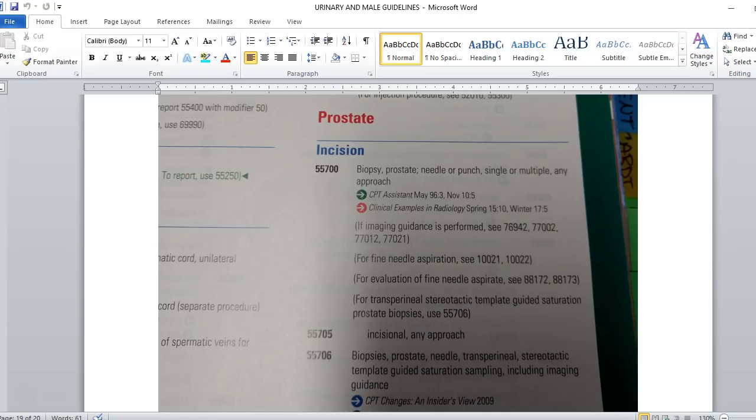All right, guys, good luck. And remember, know where you are when you're dealing with surgery of both the urinary system and the male genital system.